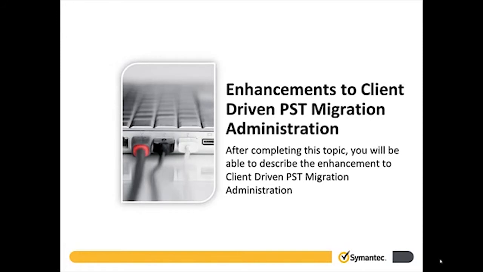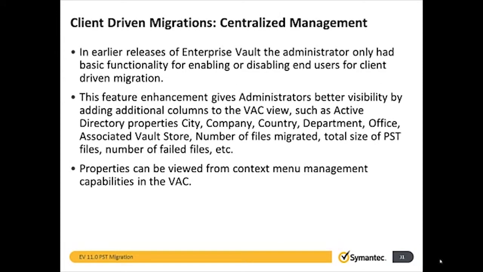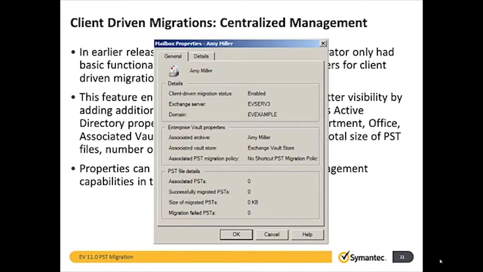Let's take a look at the enhancements to client-driven PST migration administration from the Vault Admin Console. So in earlier releases of Enterprise Vault, the administrator only had very basic functionality for enabling or disabling end users for client-driven PST migrations. And this feature enhancement will give the administrator better visibility by adding additional columns to the Vault Admin Console view, such as Active Directory properties. It's very useful, all of those, to help you with your sorting and organization. And the properties can also be viewed from the context menu within the Vault Admin Console, as the example there.